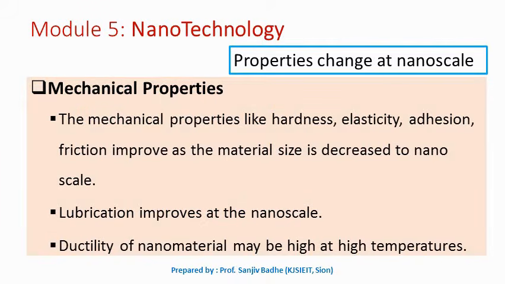When the material is reduced to the nanoscale, the mechanical properties like hardness, elasticity, adhesion, friction improve. Lubrication also improves at the nanoscales. Ductility of the nanomaterial may be high at high temperatures. So these changed properties can be used in different types of applications.